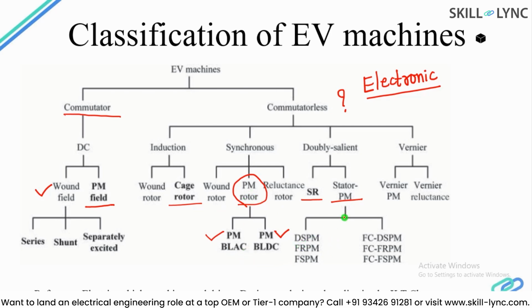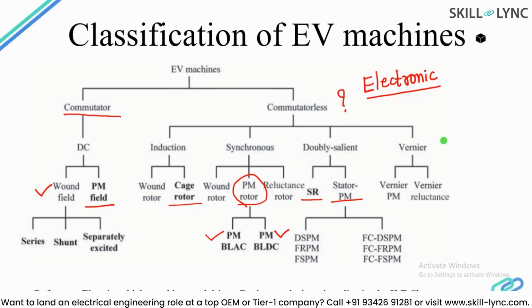Now this can be again classified into flux reversal or flux switching or doubly salient permanent magnet, and these three classifications can again have an option of controllable flux. So flux controllable DSPM, flux controllable flux reversal PM is another category, and this can be the last category. So the doubly salient motor is another classification of electric vehicle motors.